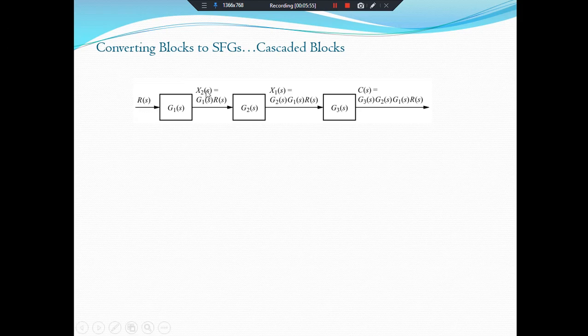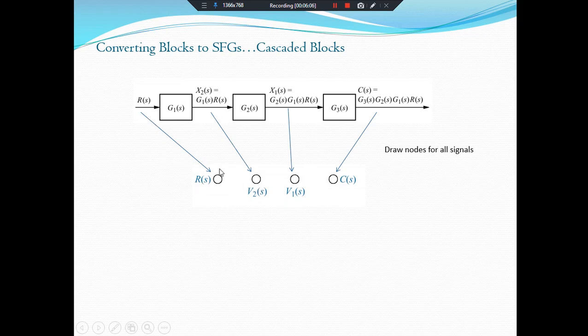So here comes R(s). We will draw one node, second node, third node, and fourth node. R(s) will be represented with node 1, X2(s) is the output of the first subsystem, then B2(s), then B1(s), and the output of the system will be C(s). Now we will join these nodes by a straight line. This is known as a branch, and the direction of flow of the signal will be represented by an arrow on the branch.